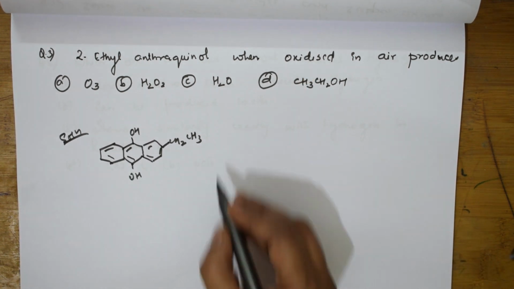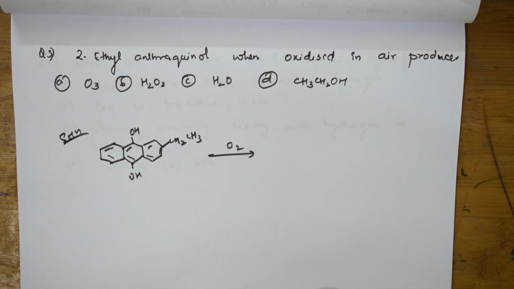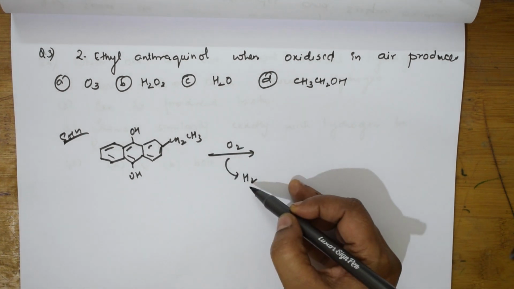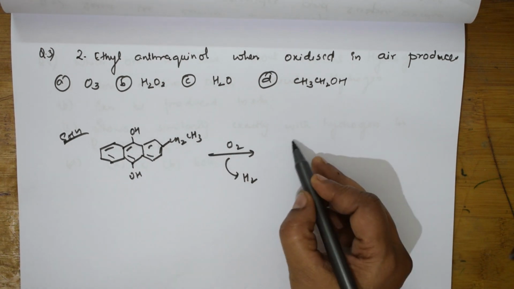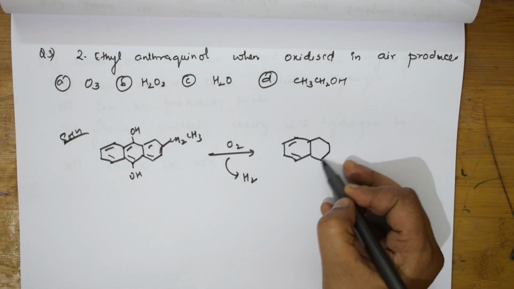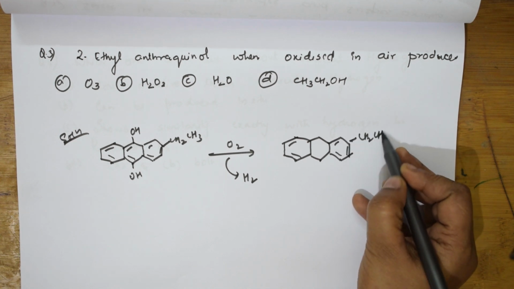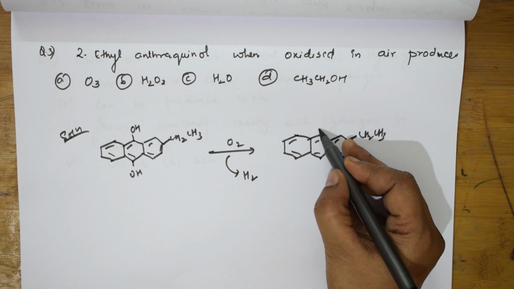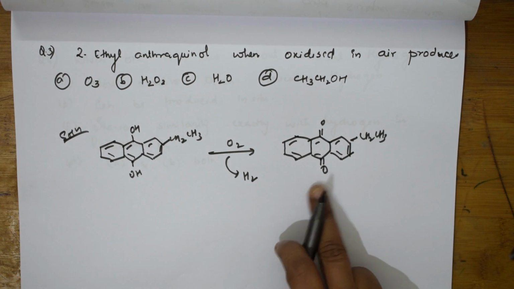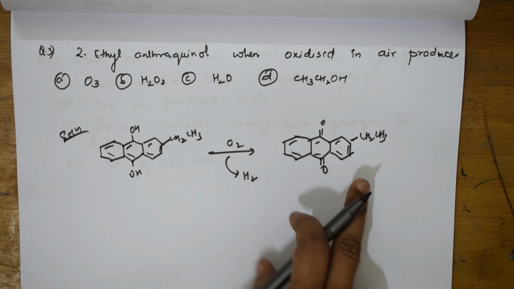When oxidized, you are adding oxygen to this. When you are adding oxygen, the hydrogen is removed. Addition of oxygen, removal of hydrogen: this hydrogen and this hydrogen are removed. And what do you get? You get the first ring, second, third, the CH2 CH3 is there only, and this is also there. This OH gets oxidized to double bond O and double bond O. Now what is this? This is quinone, 2-ethyl anthraquinone. This was 2-ethyl anthraquinol, and this is quinone.